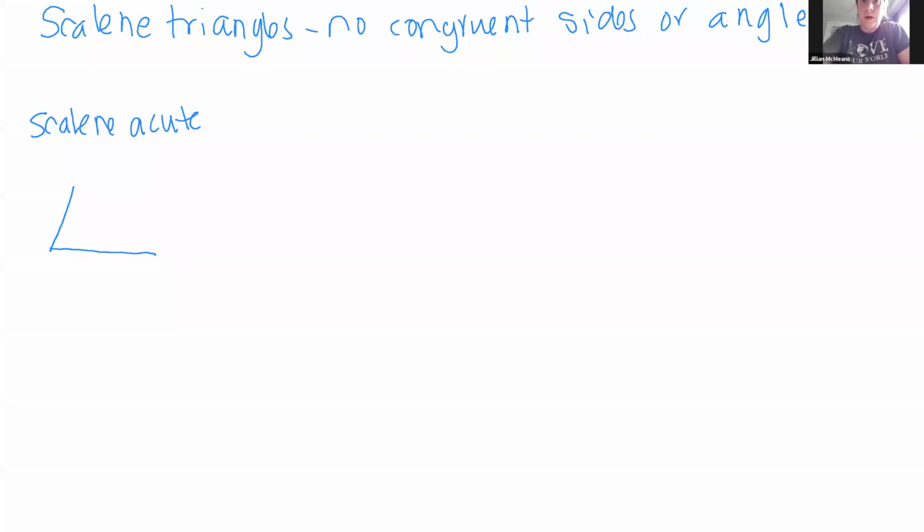So something like this. Let's say this is 75 degrees. This is, let me come up with good ones. We could say this is 50 degrees and this is 55 degrees. This is an example of a scalene acute. No two angles match, no two sides match, and all three angles are less than 90.